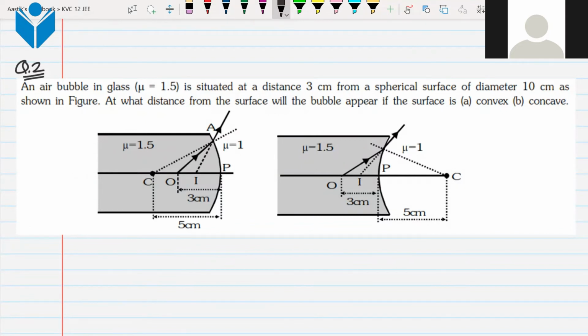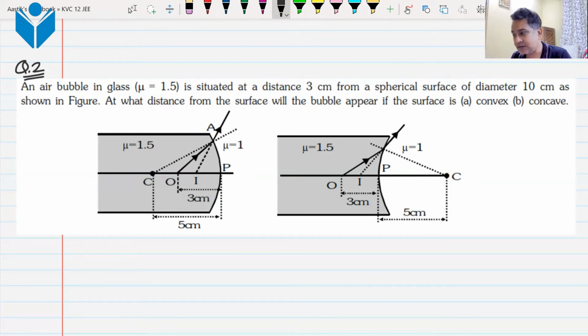An air bubble is in glass whose refractive index is 1.5. It is situated at a distance of 3 centimeter from a spherical surface of diameter, remember, diameter is given, 10 centimeters, as shown in the figure. At what distance from the surface will the bubble appear if A, the surface is convex, B, the surface is concave? Which is case A and which is case B?